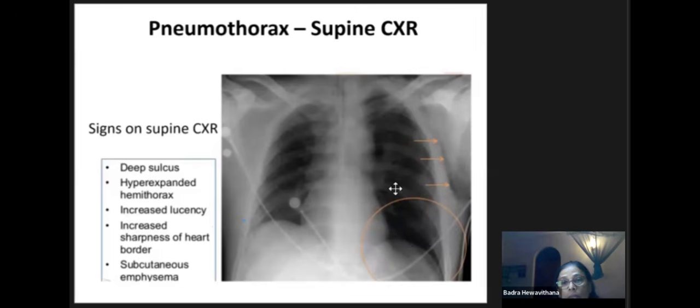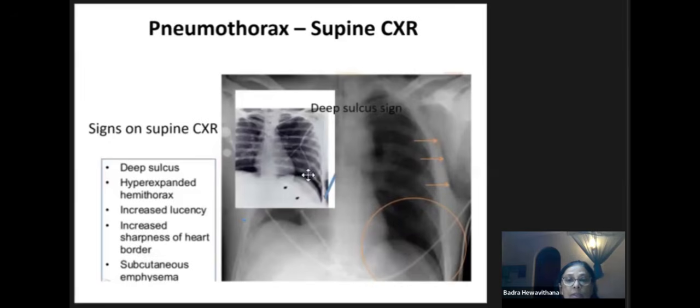You can see the lung markings because this is a 2D picture. So you can see through the pneumothorax, you can see the lung markings. You may or may not see the visceral pleural line. And there is increased sharpness of the heart border. Now you have to think 3D, though this is a 2D film. The air which is contacting the heart is giving a very sharp border to the heart compared to this side. And of course, there's a clue: there's subcutaneous emphysema, or there may even be rib fractures, right? So we need to learn how to diagnose pneumothorax in a supine film.